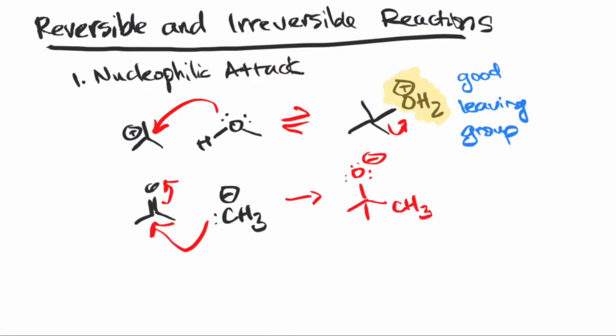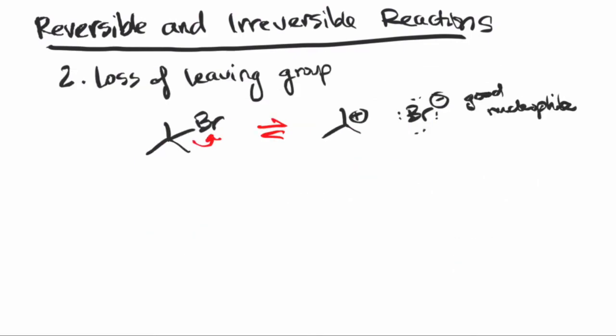So for example, in this case, only the forward reaction will occur because you have a bad leaving group. So we will use the irreversible reaction arrow. In our second example, the loss of a leaving group, we will often use the reversible arrow, because oftentimes the leaving group is also a good nucleophile. So it can go back and attack that electrophilic center to form your reactants.